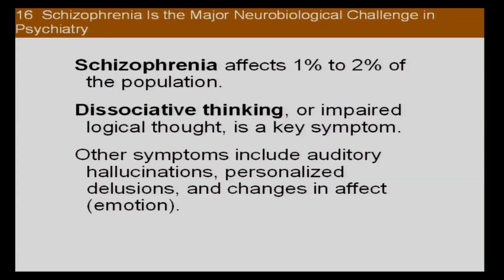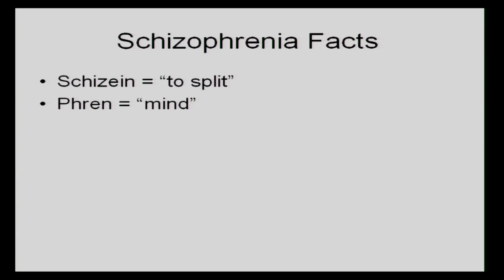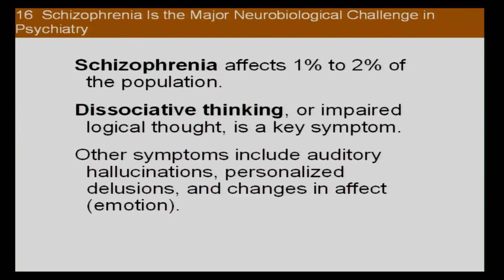Schizophrenia affects 1 to 2% of the overall population, and it's characterized by what they call dissociative thinking, or impaired logical thought, which is a key symptom, and that goes back to the definition, split mind. Other very common symptoms in schizophrenia include auditory hallucinations. Some people think that visual hallucinations are part of schizophrenia, but it's much more common to have auditory hallucinations. Delusions and changes in affect or emotions are also very common.